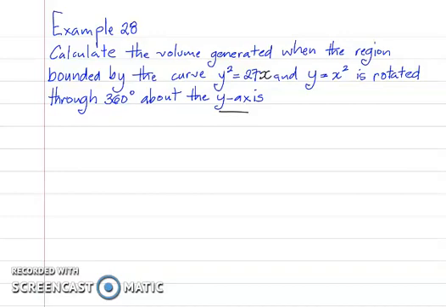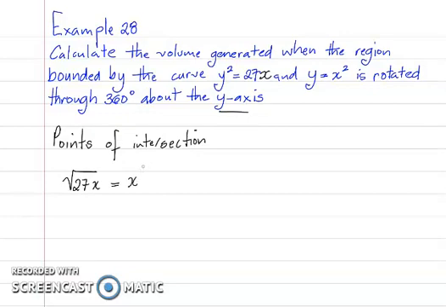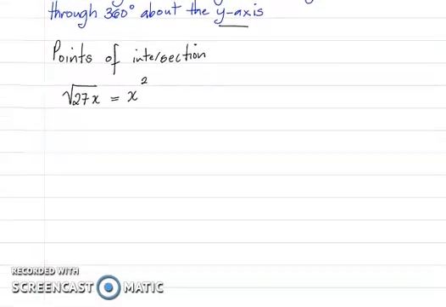All right, whenever we're trying to determine the volume when the area bounded by two curves is generated about an axis, one of the first things we need to do is to determine the points of intersection. Now, at the point of intersection of two graphs, both the x-coordinates and the y-coordinates are the same. So y for one graph, which is the root of 27x, will be equal to y for the next graph, which is x squared. Now, to solve this, let's square both sides.